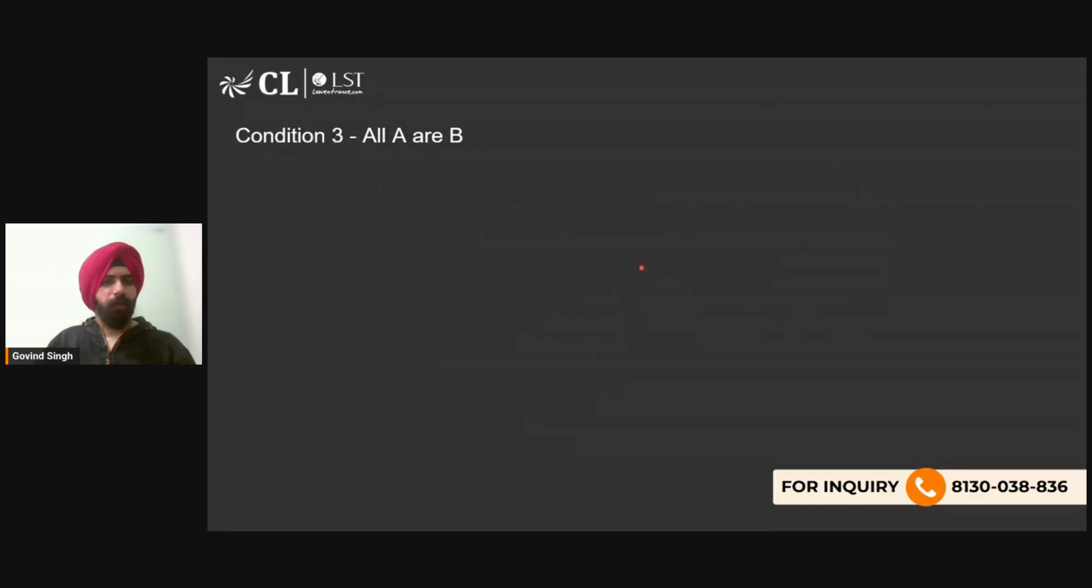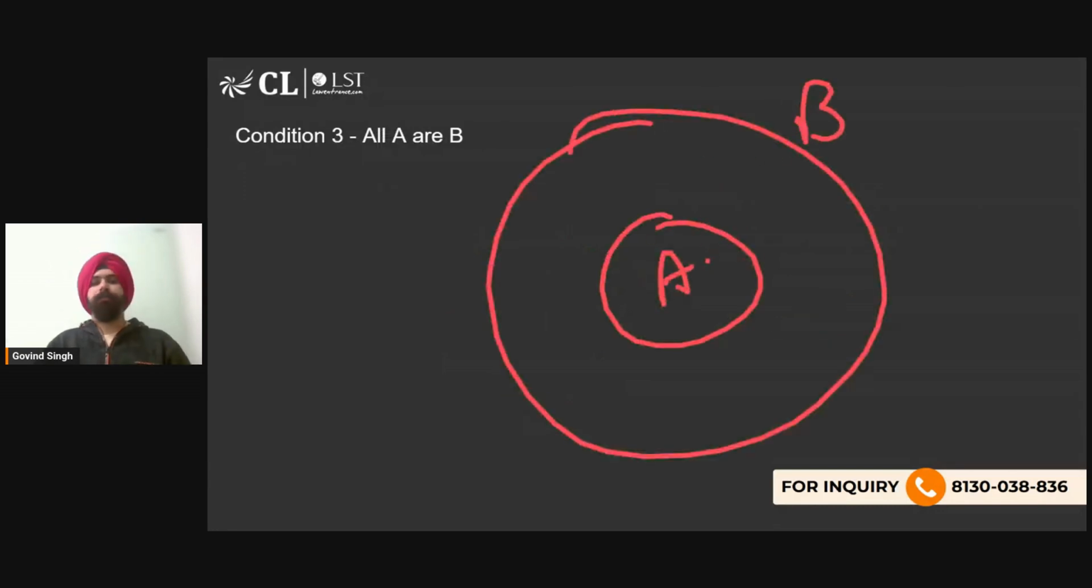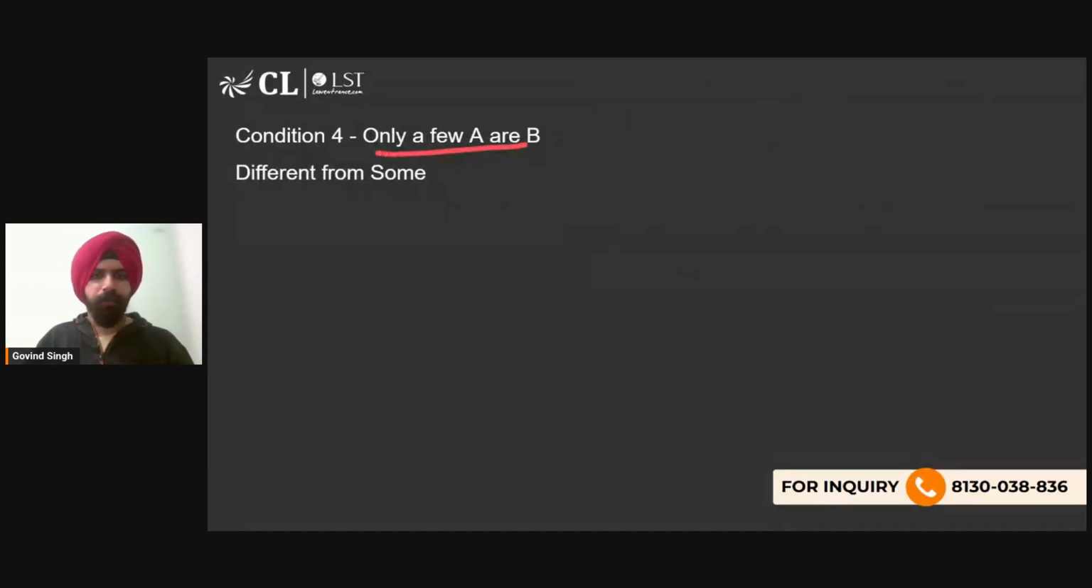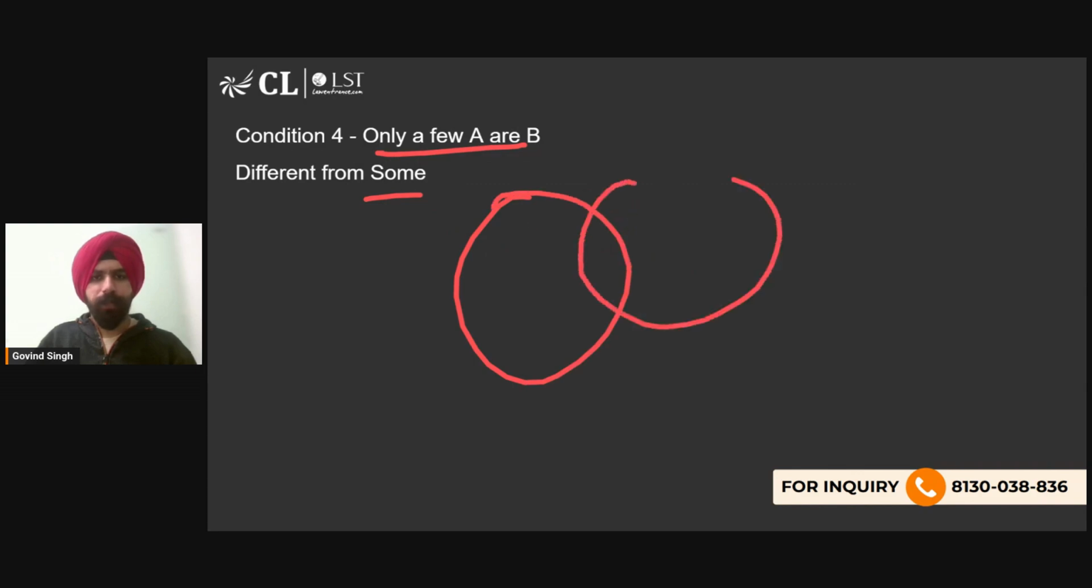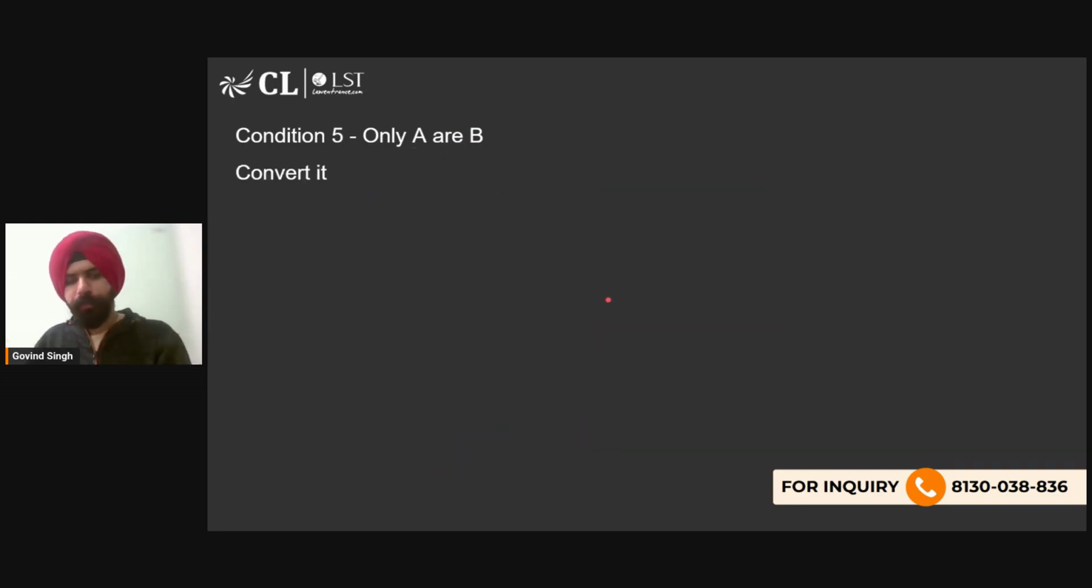Then we have all A are B. You draw an A, encircle it with a B, which represents that all of A lies within B. Then we have only a few A are B. This is similar to some, but here the some-not condition is also true. That means there are some A which are not B. So you draw it similar to some A are B, but you shade or mark it in a different way.